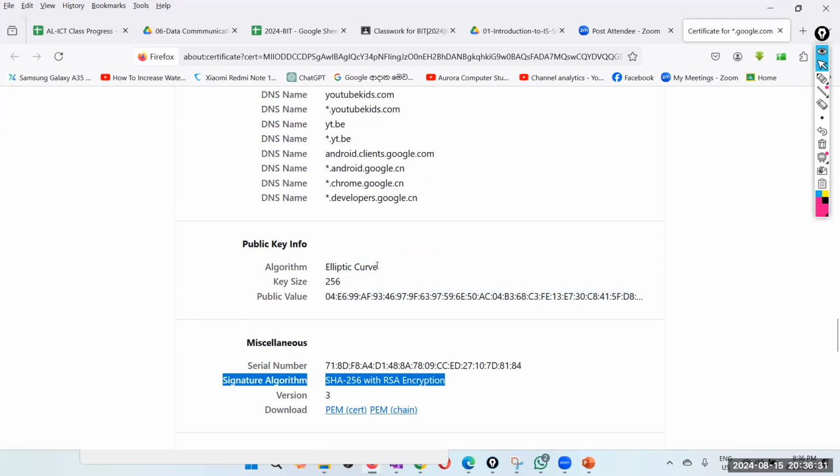And for public key cryptography, elliptic curve cryptography, we will discuss under public key encryption. And this is the signature. Signature means this representation of the document. So they have used SHA 256 with RSA encryption. That is encryption. So SHA 256 is for the digest.